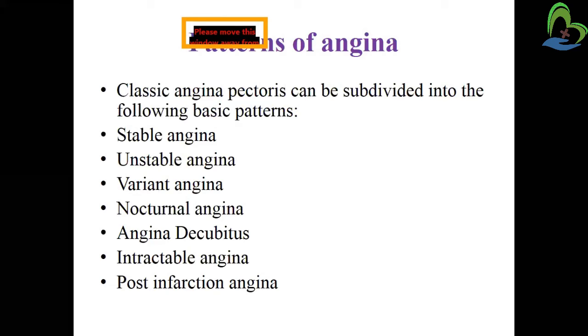Okay. So next is classic angina. That will be subdivided into the following basic patterns. What are the patterns of angina? First we'll see classic angina pectoris, which is again subdivided into stable, unstable, variant, nocturnal, angina decubitus, intractable, and lastly post-infarction.